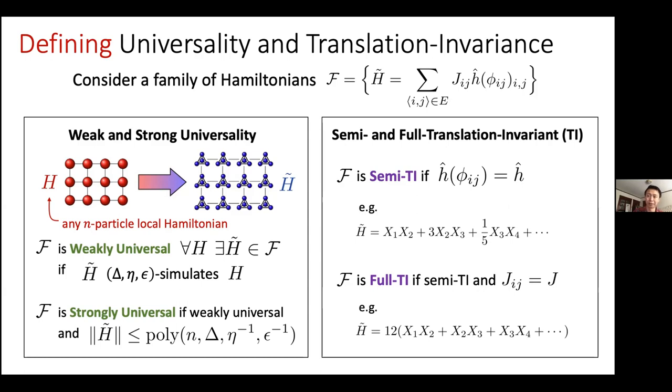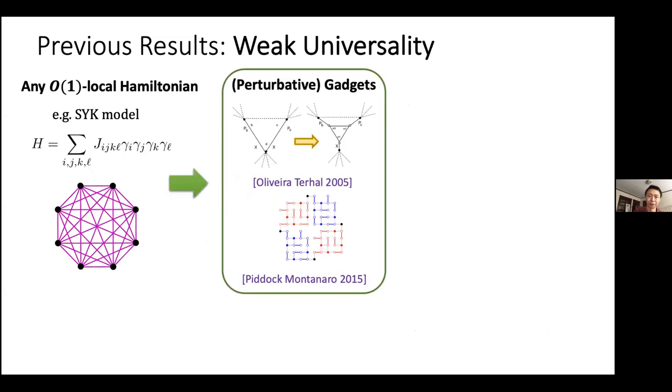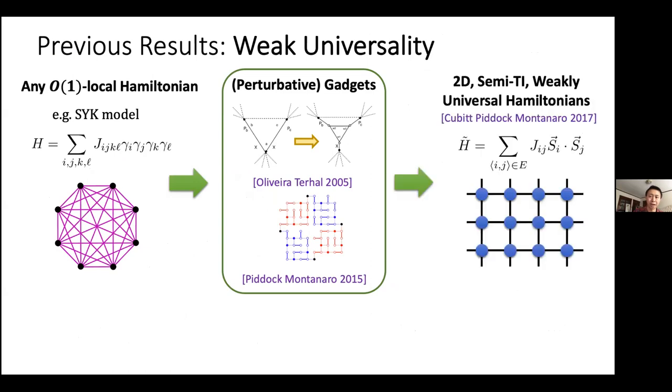Now with these definitions in mind, I will describe some previous constructions of universal Hamiltonians. The idea in the previous construction is as follows. If you take any local Hamiltonian, for example the SYK model, you can apply a series of encodings, such as the different perturbative gadgets, and map it to a two-dimensional semi-translation invariant Hamiltonian on a 2D square lattice.